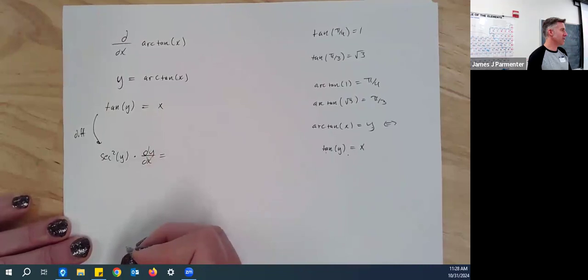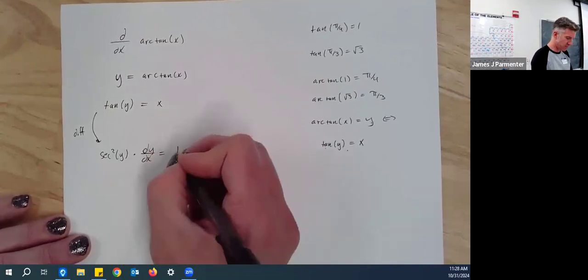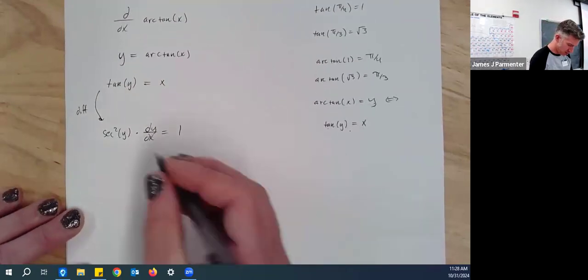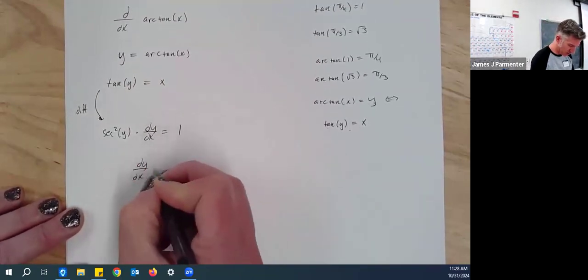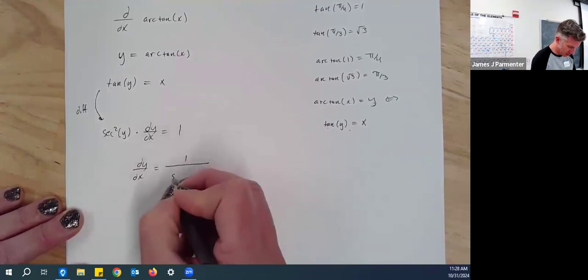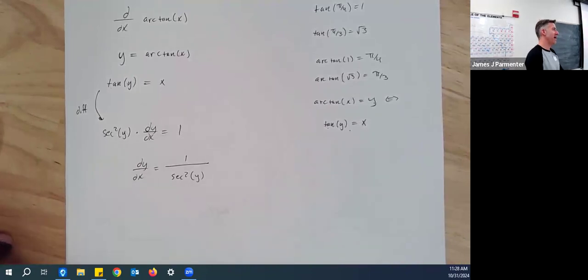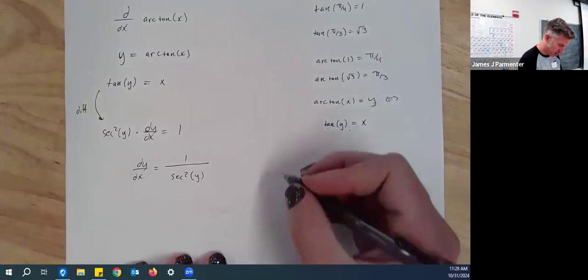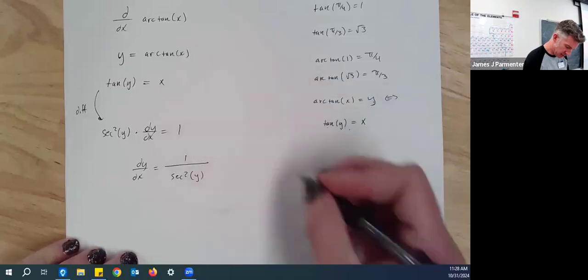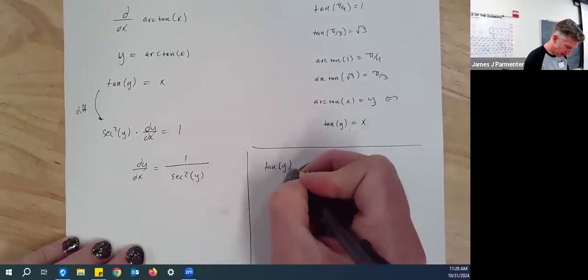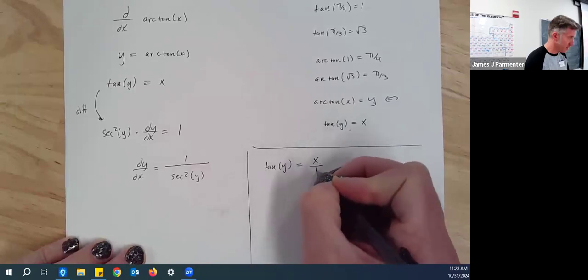On the other side, much easier, the derivative of x is just 1. And just like the other ones, we're going to solve for the derivative. So the derivative dy dx is equal to 1 divided by secant squared of y. This one's a little trickier in that to get back to x, you need to either use a trig identity or you need to use a triangle. I prefer a triangle, so I'll just point out tangent of y equals x means that over here, tangent of y, I'm going to rewrite that as equal to x over 1.